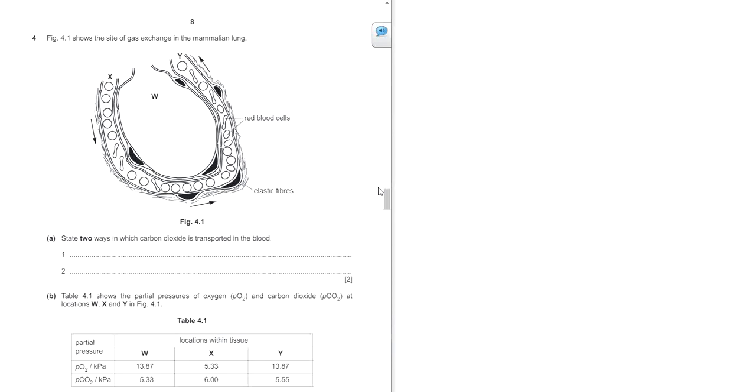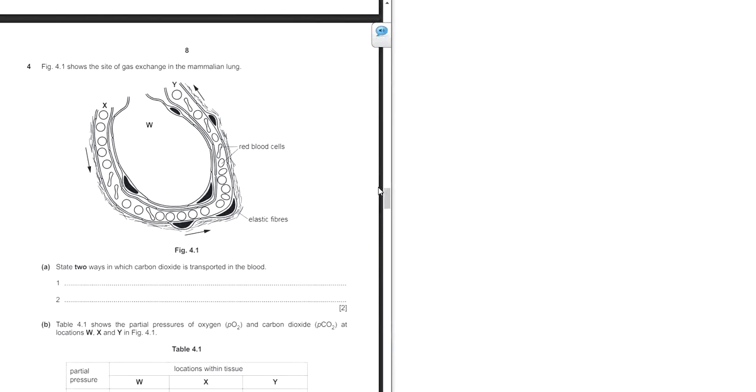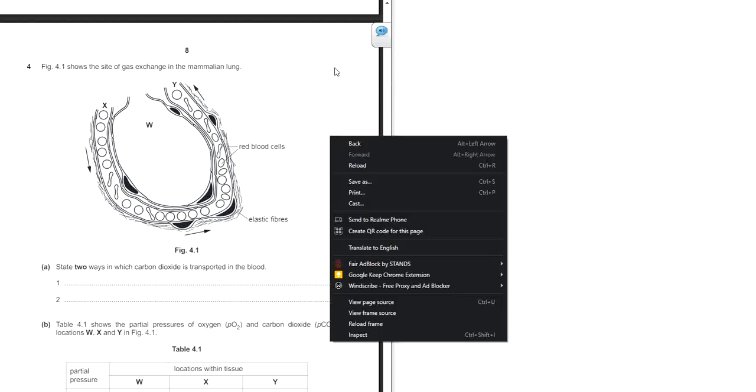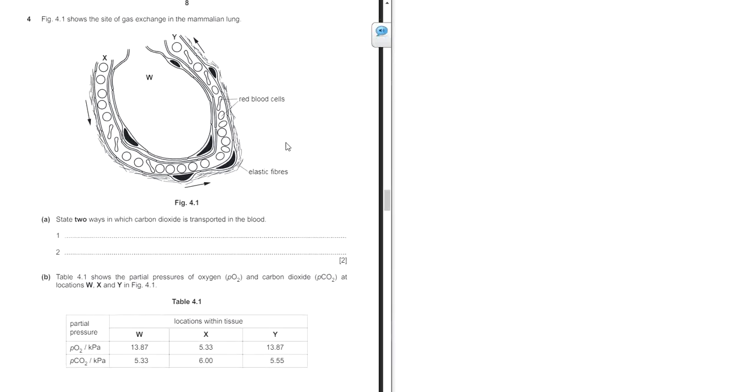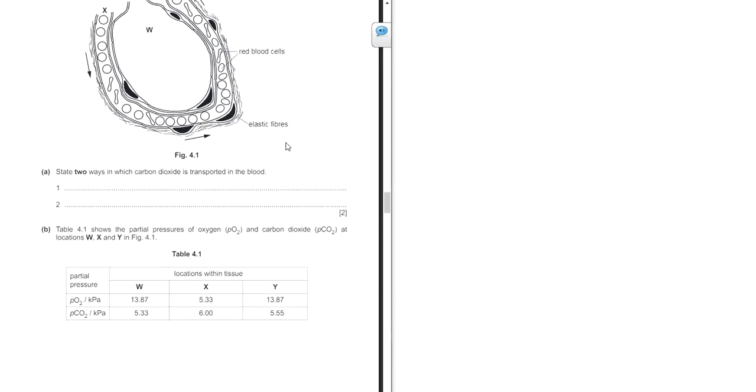Question 4. Figure 4.1 shows the site of gas exchange in the mammalian lung. X and Y and W, we eventually have to name. We see a couple of red blood cells, some elastic fibers. And the first question is, state 2 ways in which carbon dioxide is transported in the blood.